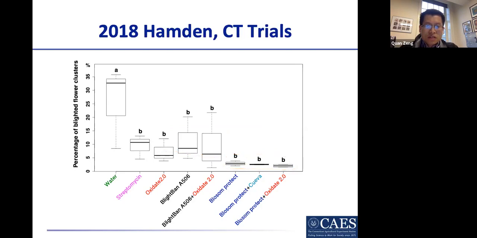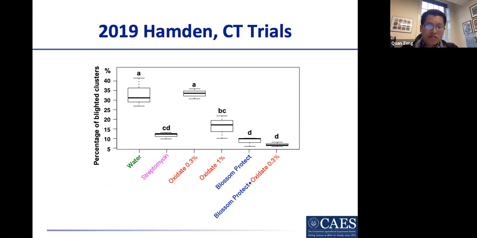So in 2019, again, we had another pretty light year of infection. And as we can see here, Blossom Protect again surpassed the streptomycin in reducing the blossom blight infection. When we use Blossom Protect together with Oxidate, it provided a similar level of protection.